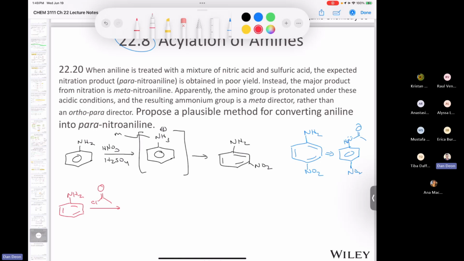So if you want to, you could put 2 equivalents of this or something. You don't have to. But anyhow, in that case, we're going to get N-acyl aniline. So that's this compound. And now we went from a strong activator, which can be protonated to form a strong deactivator, to a moderate activator where the lone pair on the nitrogen is not basic. And so now we can do our nitration using nitric acid and sulfuric acid. And that's going to give you the para-nitro compound.